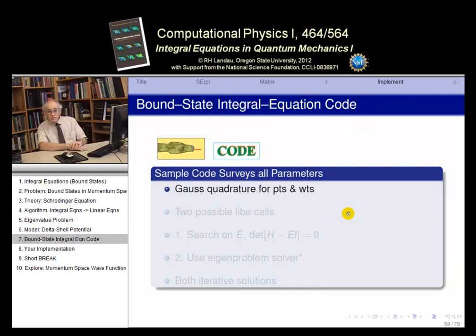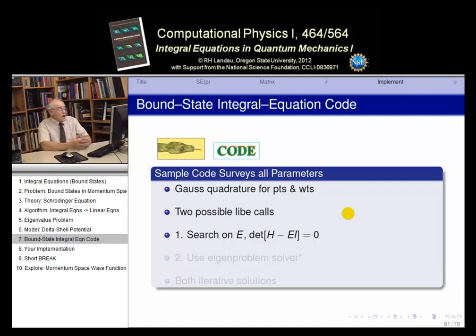What you have to do is either write your own code or use ours. Feel free to use ours as a model. I recommend you use Gaussian quadrature to have enough precision. And then two possible library calls. The one you've just seen now is we just solve the eigenvalue problem completely, which is to find the eigenvalues and the eigenvectors simultaneously. That's one approach. It may not be the most precise, but it's one possible approach.